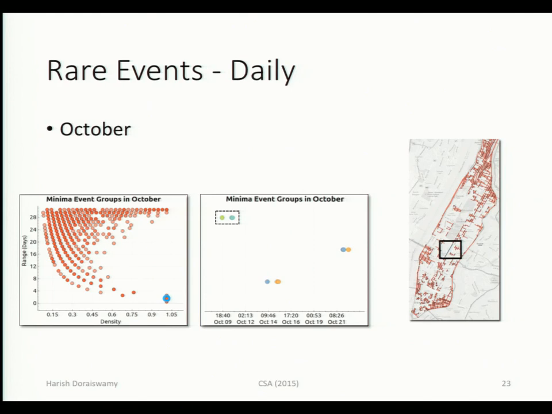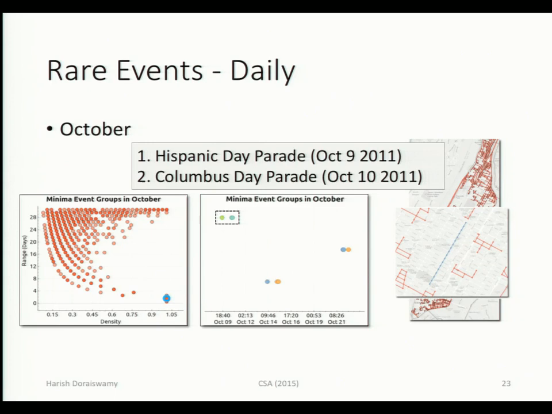Here these are just showing the different events. So now what I'm showing is all the minima events that are over here. And the selected event is highlighted in blue. So you know where that event occurs, you know at what time that event occurs.